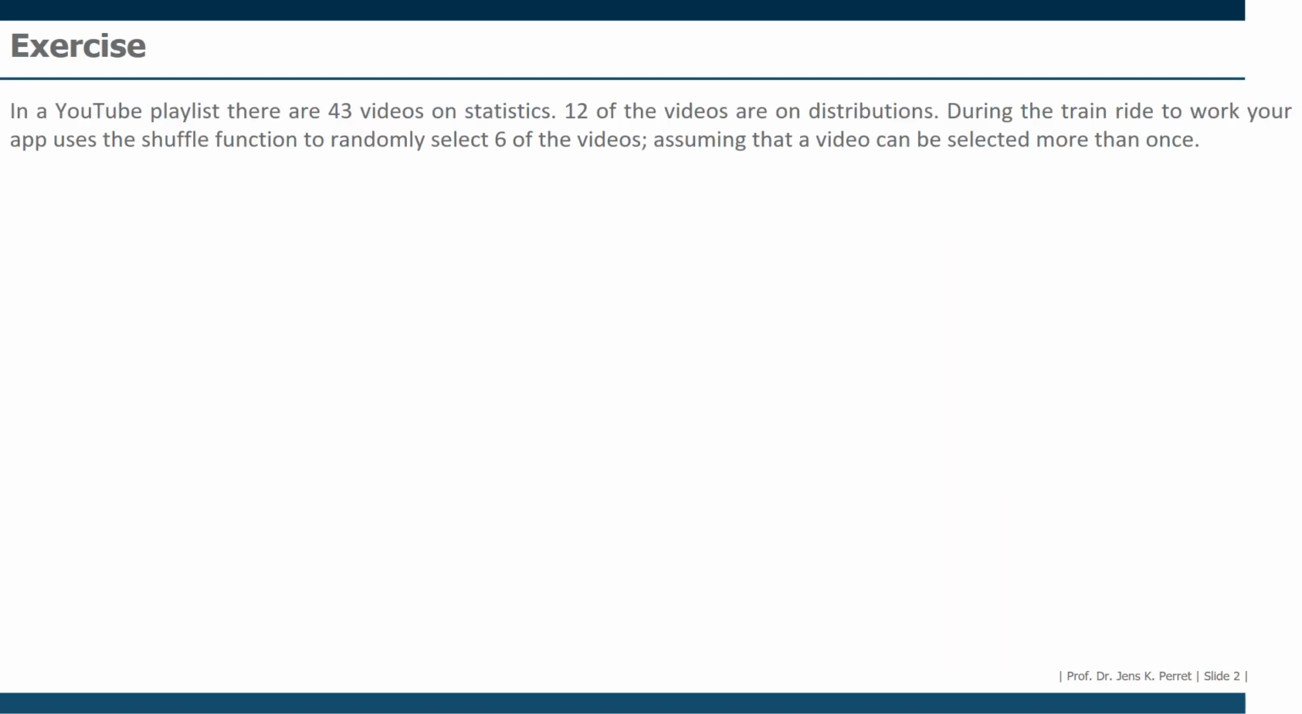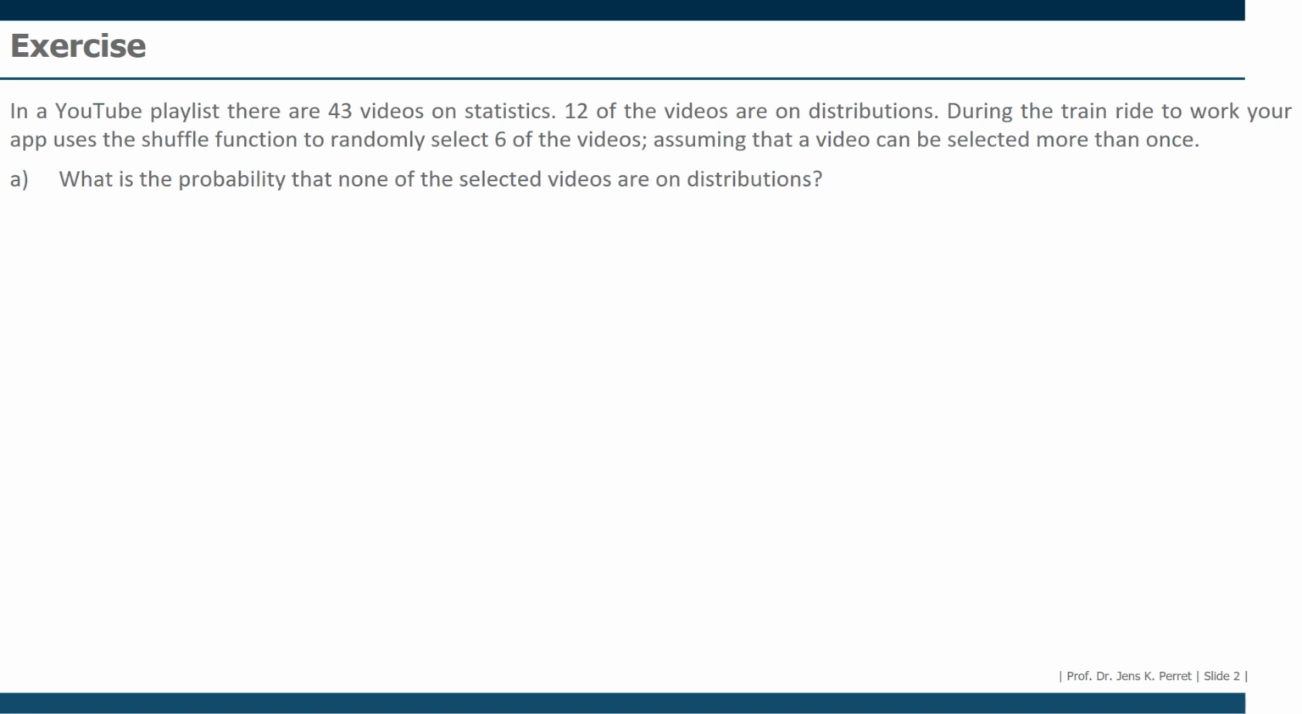Here we have as a task: in a YouTube playlist there are 43 videos on statistics. 12 of the videos are on distributions. During the train ride to work, your app uses the shuffle function to randomly select 6 of the videos, assuming that a video can be selected more than once. Then we have 3 tasks.